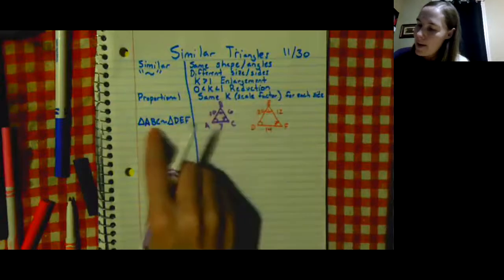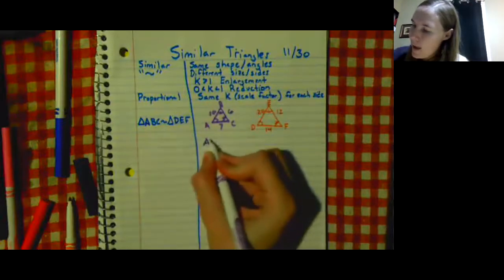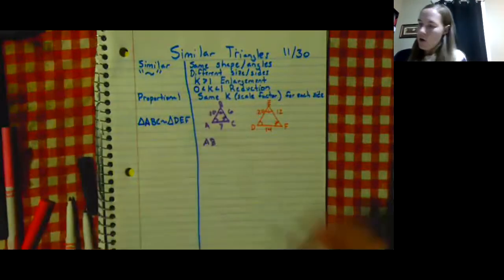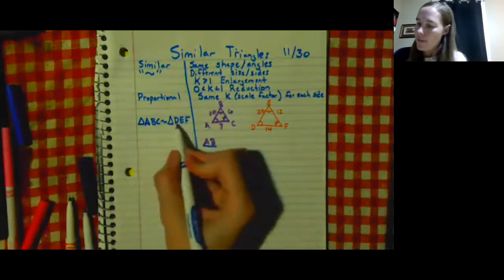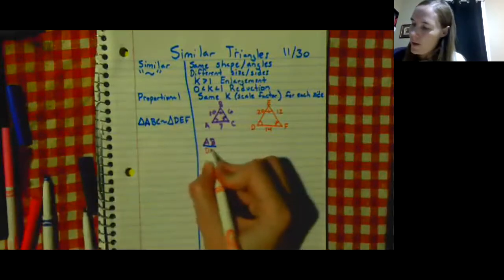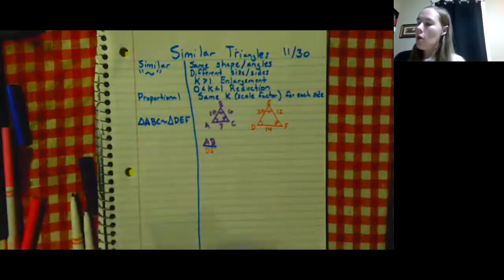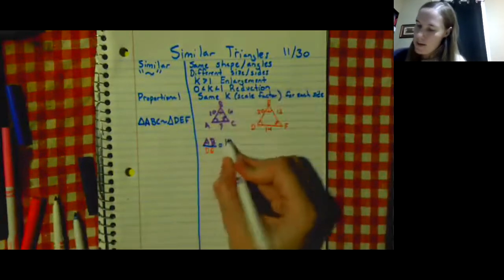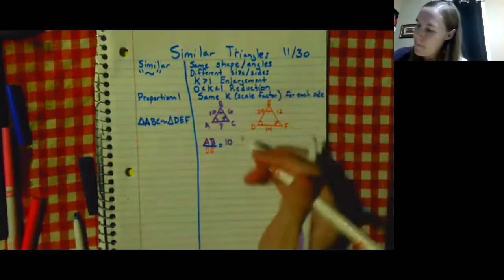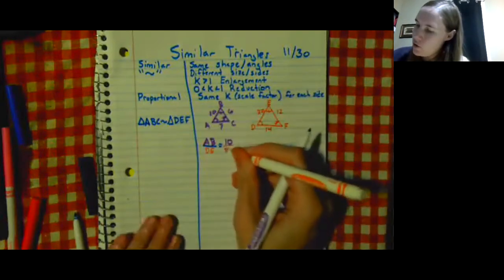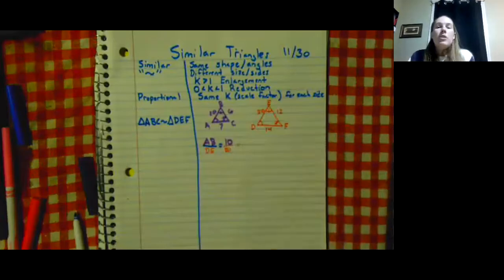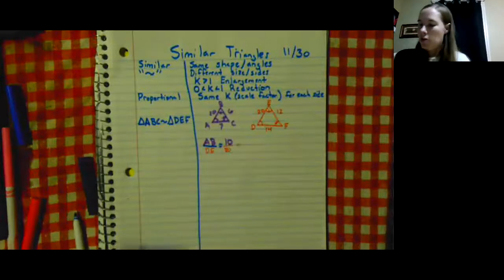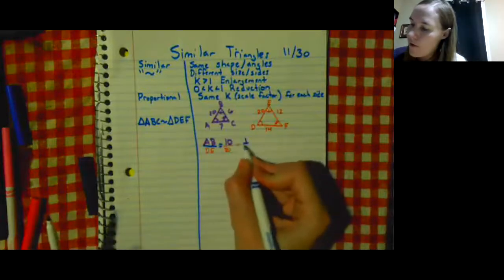So we have AB, and we're going to compare it with its corresponding side, DE. The length of AB is 10, and the length of DE is 20. I'm just going to reduce it and make a fraction. 10 divided by 20 is 0.5, or I could also call that 1/2 if I reduce my fraction.